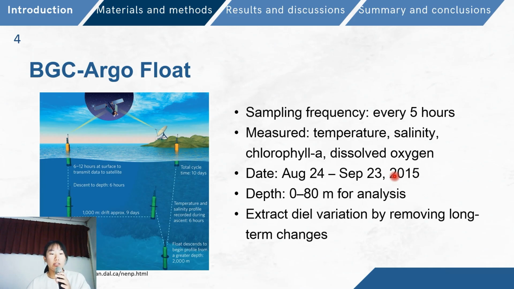And we use the data from August 24 to September 23, 2015. The float can go down to 100 meters, but to keep our data consistent, we use the top 80 meters for analysis. So when we get the data, we need to remove long-term change to extract Diel variation.